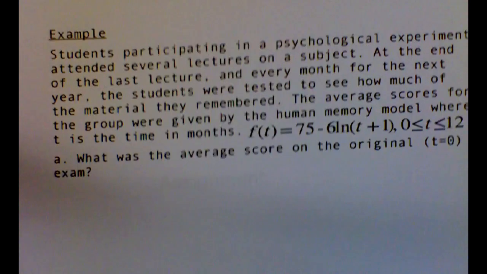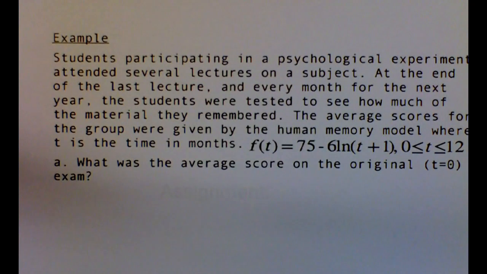All right, and an example for us. We have some students participating in a psychological experiment, and they attended several lectures on a subject. At the end of the last lecture, and every month for the next year, they were tested to see how much of the material they remembered. The average scores in the group were given by the human memory model, where t is time in months, and here's the equation for it. What was the average score on the original exam?